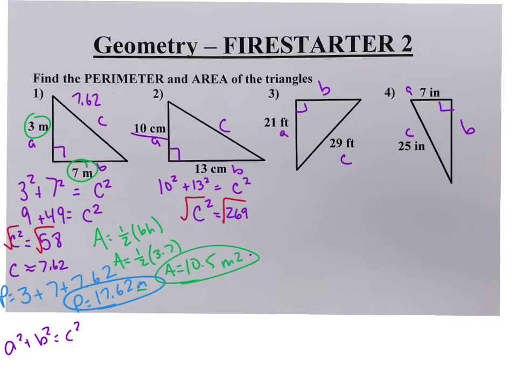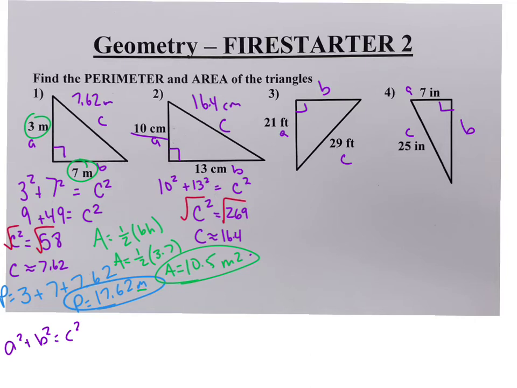So I end up with c equals, well, the square root of 269 is about 16.4. So I put 16.4 centimeters.